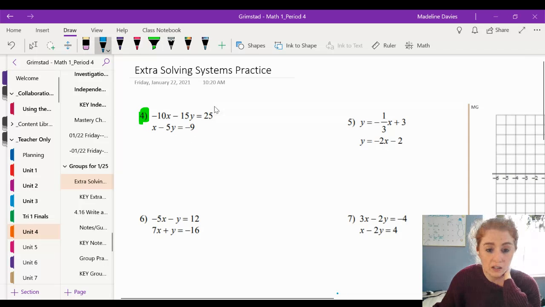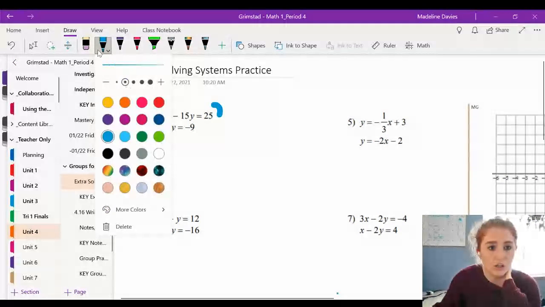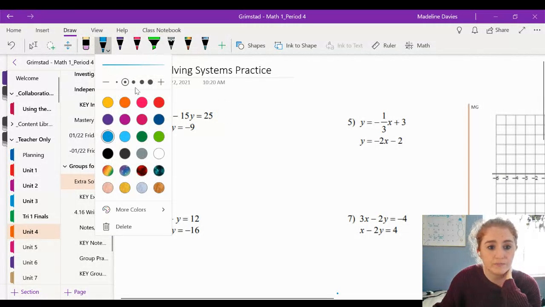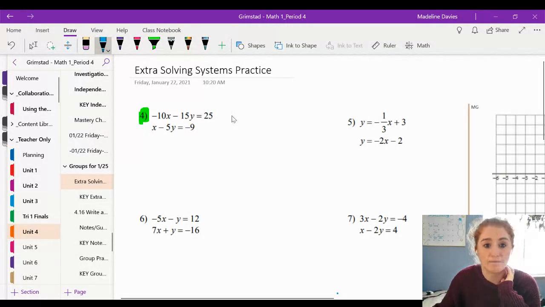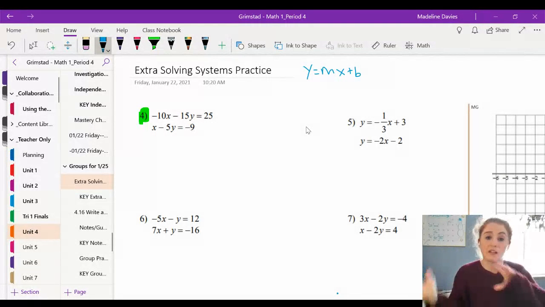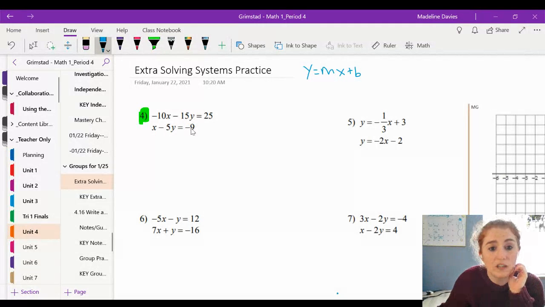Looking at this one, I know that I'm going to be using elimination. And the reason that I know that I'm going to be using elimination is because it's not in an easy peasy form of y equals mx plus b. So I can't just plug something in. Instead, I'm going to be eliminating something. I'm not substituting, I'm eliminating. Looking at this, what do I want to eliminate?